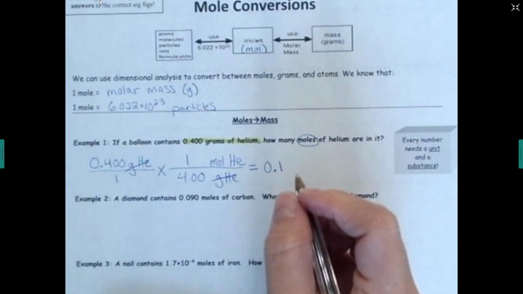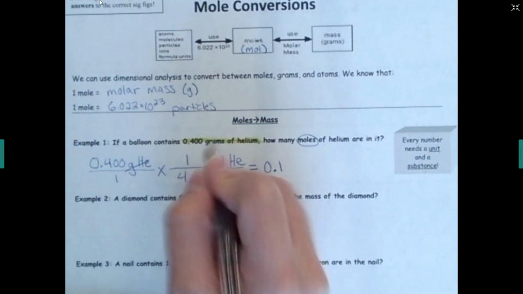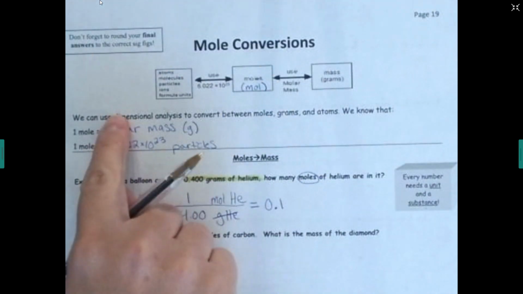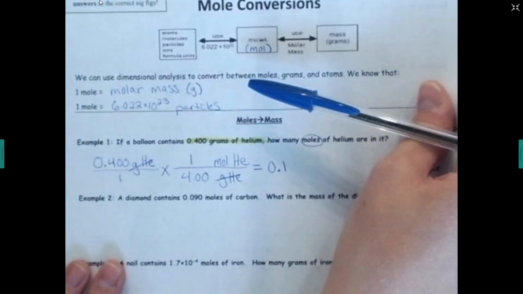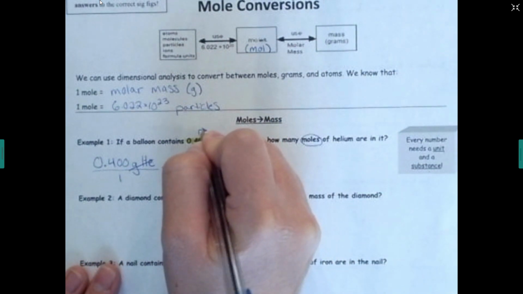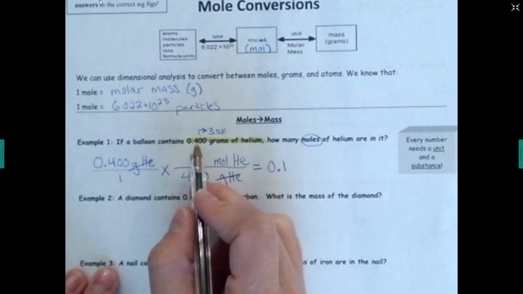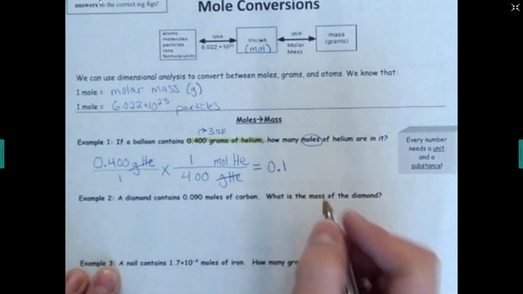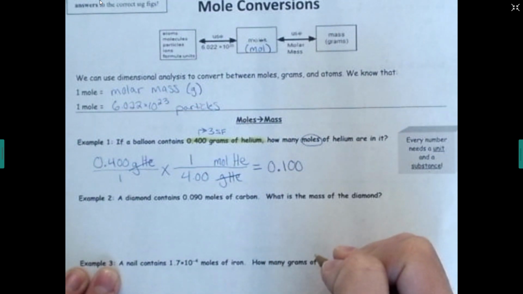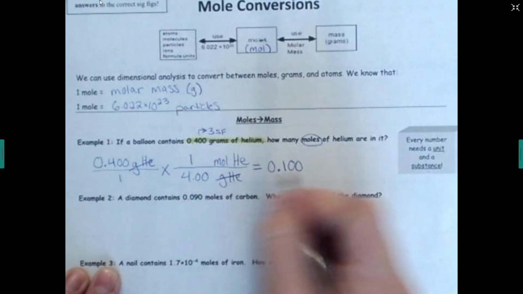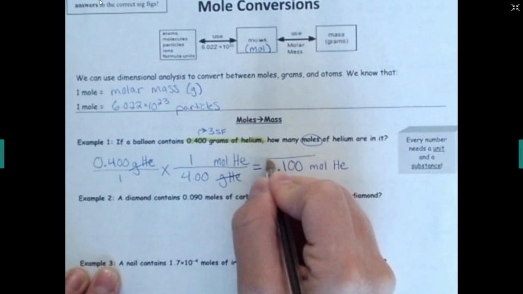So that is my answer, 0.1. Now, hold on. I have to look at my sig figs, because it says right here, don't forget to round your final answers to the correct sig figs. So I look at my original number, which has 3 sig figs, because these zeros count, that 0 doesn't. So this needs to have 3 sig figs. So I need to add 2 zeros there, okay? And then moles of helium. That's my unit. Helium is my substance.